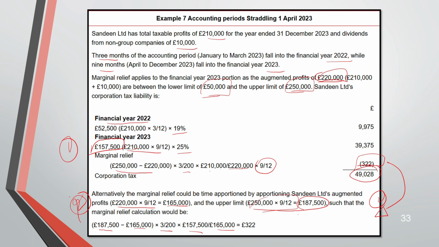That is one way. Second way is this, the first method. You only apportion what? Your TTP and your marginal relief. Not your augmented profit, not your upper limit, not your lower limit. So same marginal relief only you are getting, 322 and 322. That means your answer will be same.